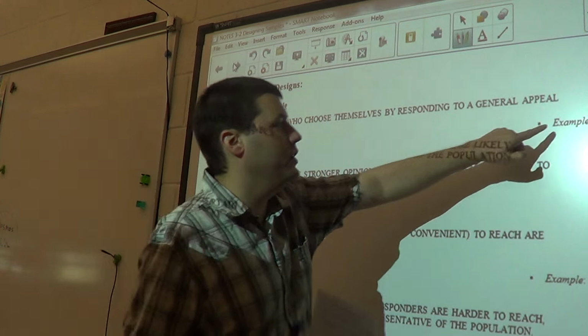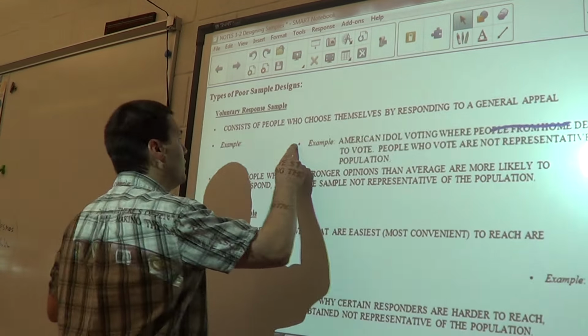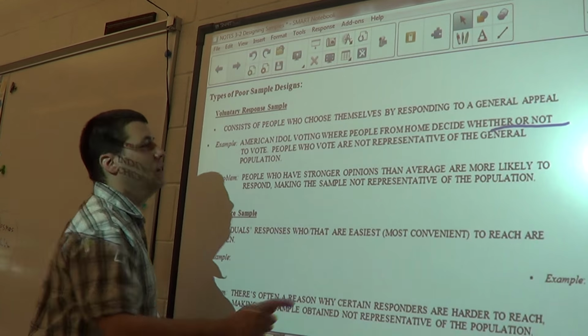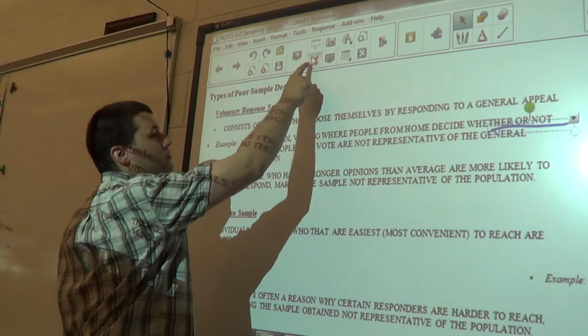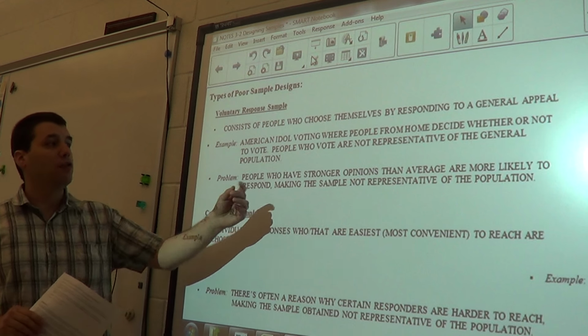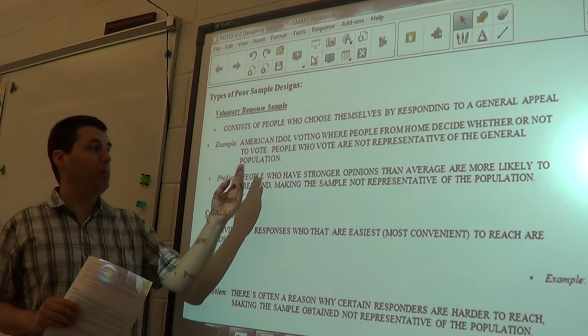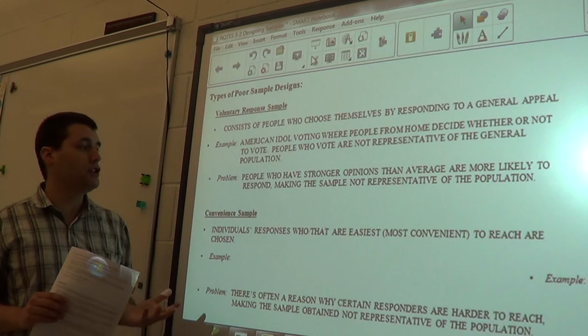My example I have here is American Idol voting, where people from home decide whether or not to vote. People who vote are not representative of the general population.